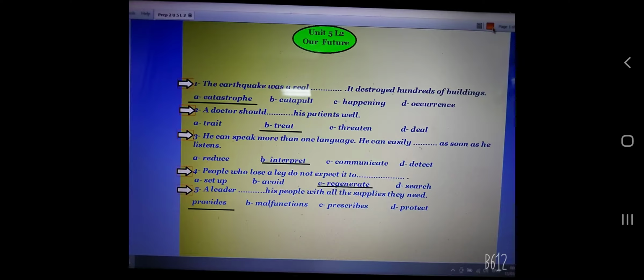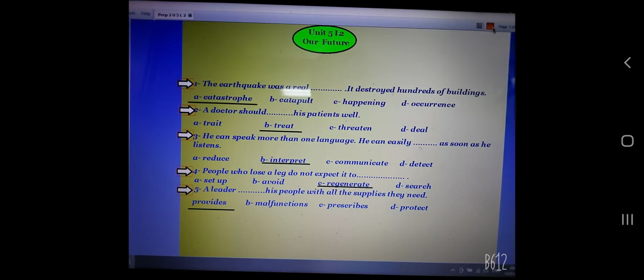Yes, catastrophe. Number 2. A doctor should treat his patients well. The right answer is treat. Number 3. He can speak more than one language, so he can easily interpret as soon as he listens. Number 4. People who lose a leg don't expect it to regenerate. Number 5. A leader provides his people with all the supplies they need, so the right answer is provides.